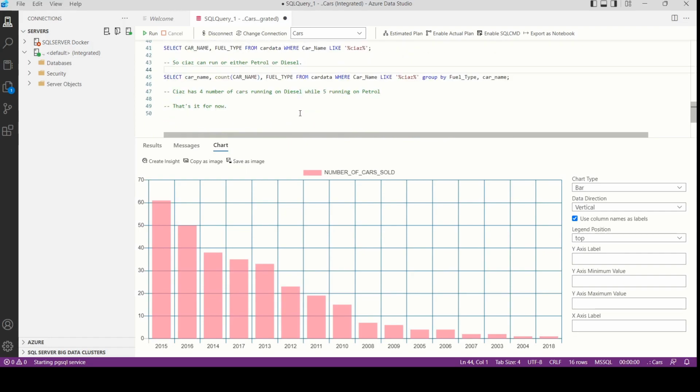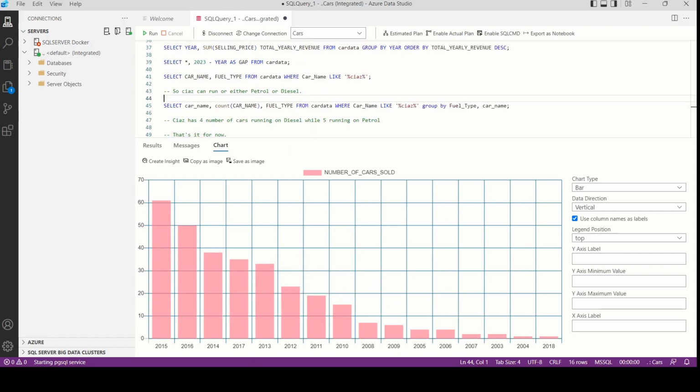So that's it for now. You can play more with this data and explore more. This was just basic data.